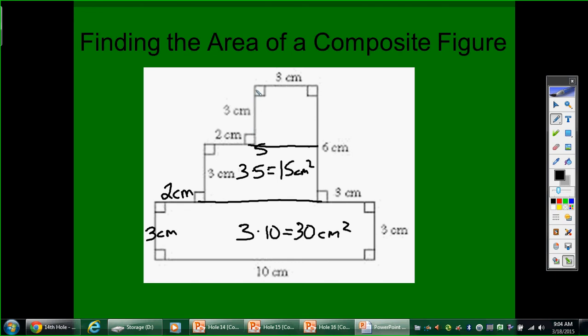And then this top is actually a square. It's a rhombus, meaning that it's 3 by 3 by 3 by 3, and it's also a rectangle, all 4 right angles. When it's a rectangle and a rhombus, we call it a square. 3 times 3 is 9 centimeters squared. Now I need to find the sum of these. 9 plus 15 is 24, plus 30 is 54 centimeters squared.